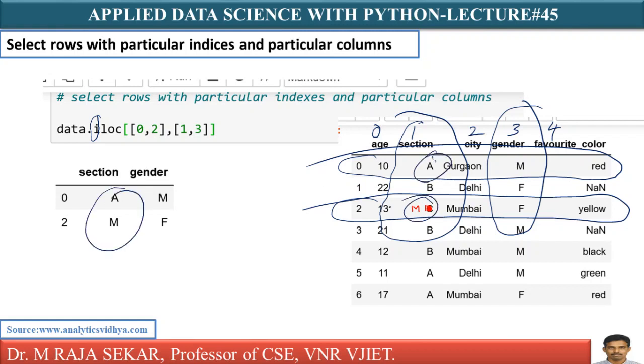Just see, this A, this is M. This is the updated value. And MF. Just see, this is M. This is F. Isn't it? The 0th row and the second row. That's the common portion you have to collect.